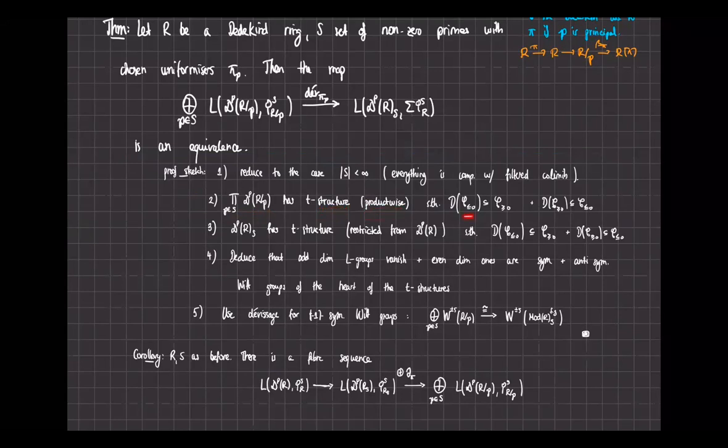And the T structure is such that duality sends the co-connective to the connective part and the connective to the co-connective part. This really has to do with the fact that these rings have global dimension 0. Then we've argued last time that for a global dimension D ring, the duality on the perfect derived category sends co-connective objects to minus D connective objects, and if D is 0, then we're good.